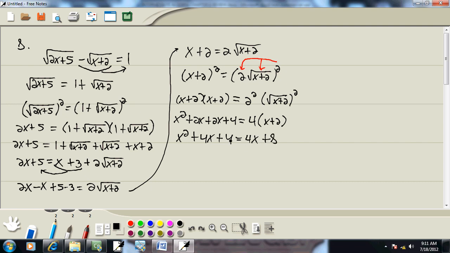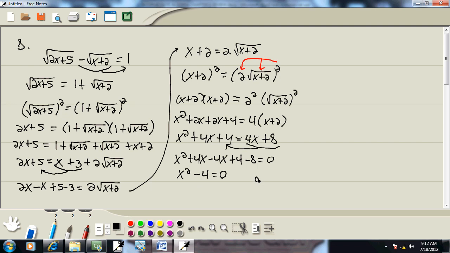Now, we're down to step 3. If more radicals, go back to step number 1. We don't have any more. So step 4, solve for x. Well, this has an x squared, so we want to get everything on one side, 0 on the other. So I take 4x plus 8 over. When I take 4x over, it becomes a negative 4x. When I bring the 8 over, it becomes a negative. Combine together like terms. 4x minus 4x drops away. And 4 minus 8 gives us a negative 4.